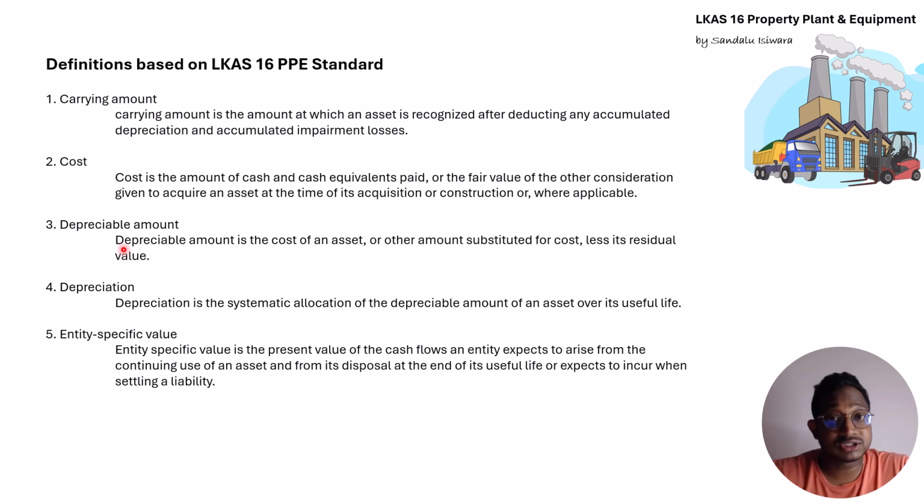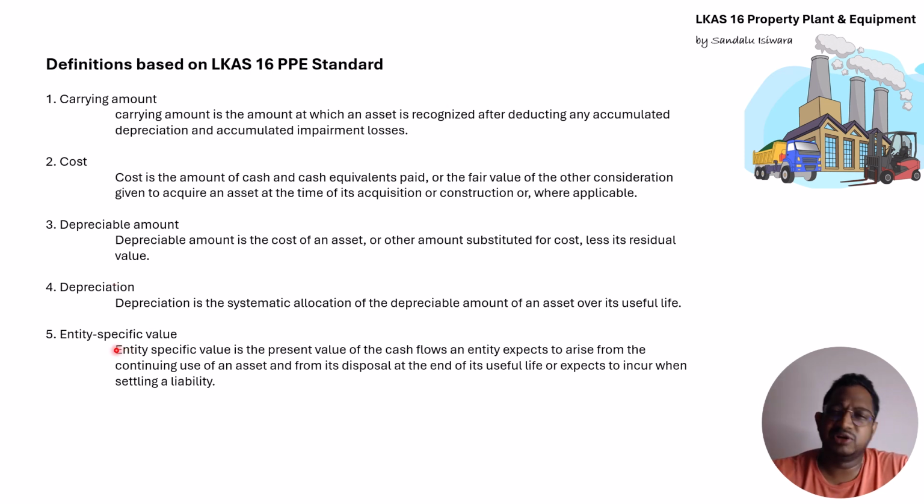And the depreciable amount is cost minus residual value, the amount that you can depreciate of the property, plant, and equipment. So how to find that? Again, cost minus residual value. And depreciation is the systematic allocation of the depreciable amount of an asset over its useful life. So yes, we are discussing these things throughout this video.